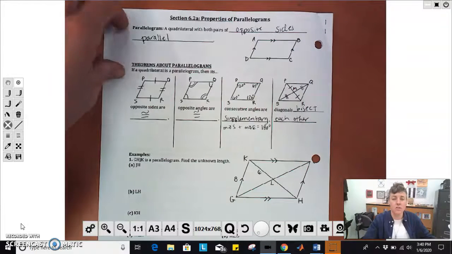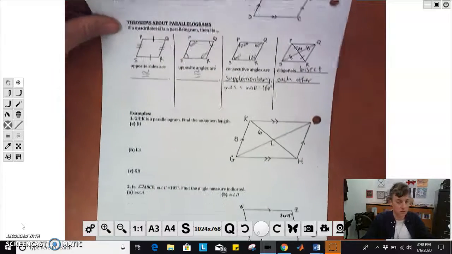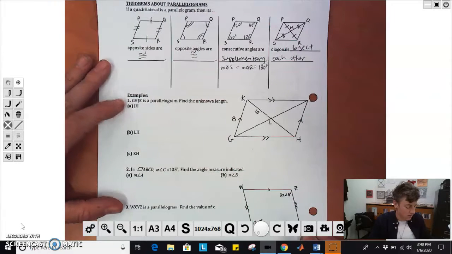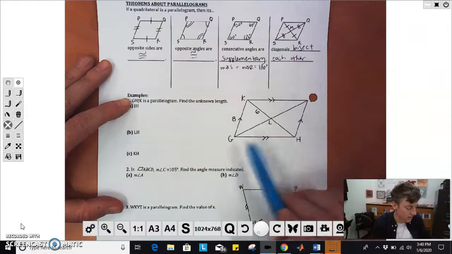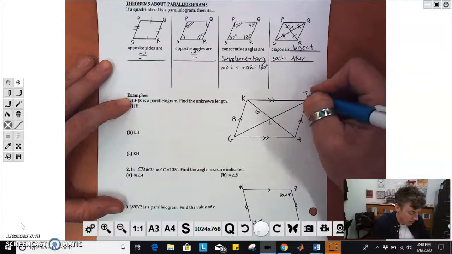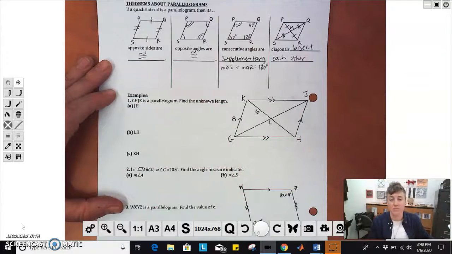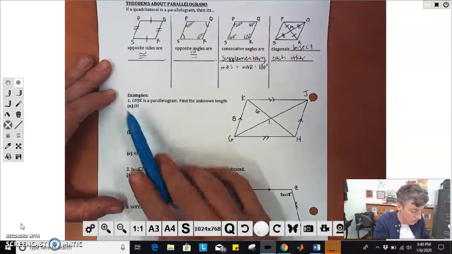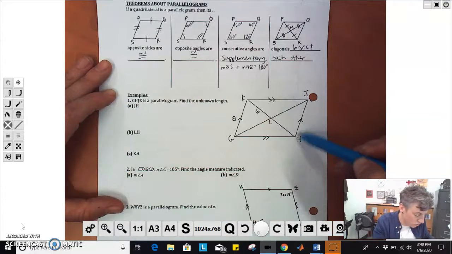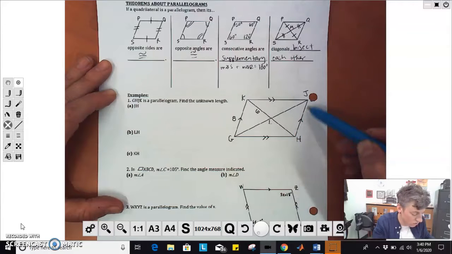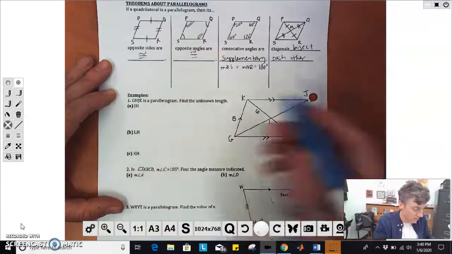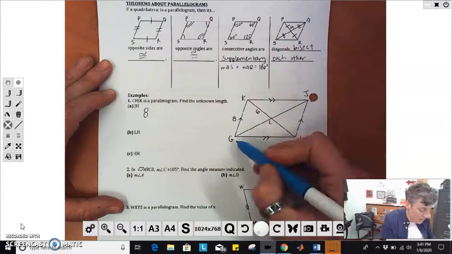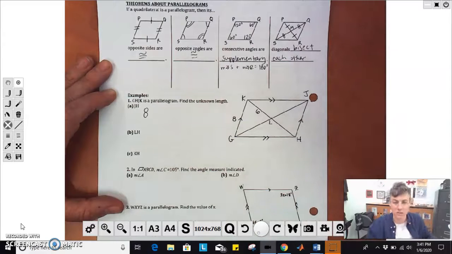All right, let's use these newfound factoids on an example. So this figure here, oh no, it got chopped off. GHJK is a parallelogram. Let's find some of these unknown lengths. JH. Well, what do we know about JH? We know it's congruent to KG because those are opposite sides. So that is the same as GK, so it's 8 units long.